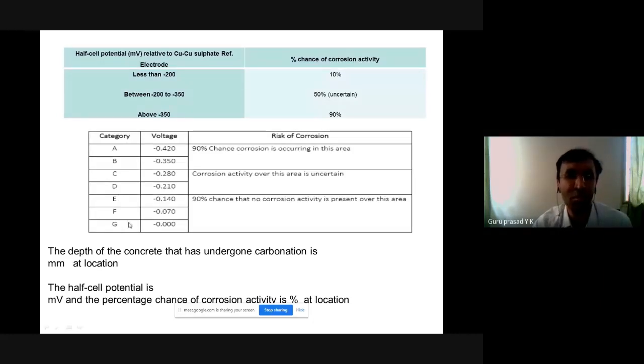See, -0.42 means it is 420 millivolts. -420 millivolts means it is above -350, I mean from the magnitude point of view. Okay, it's on the negative scale, so I'm taking it as increasing only from that point of view. Here, there is a 90% chance that corrosion is occurring in this area.